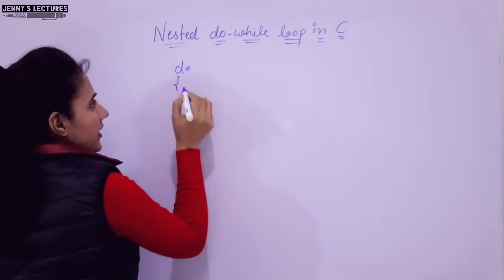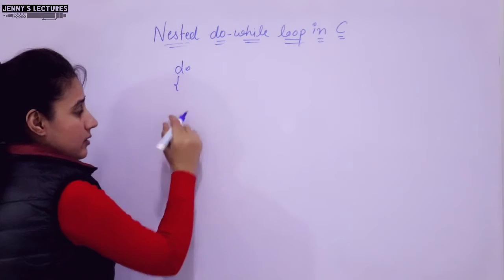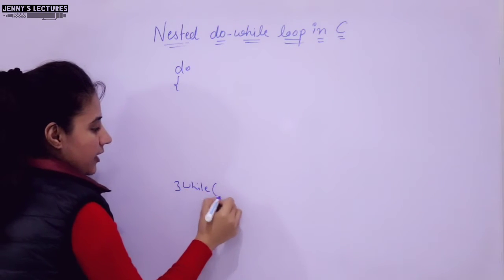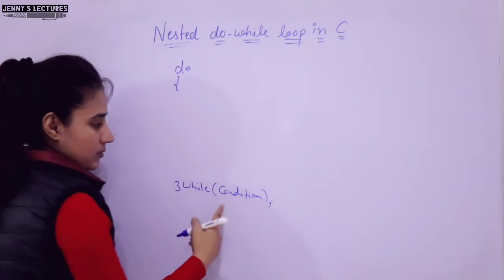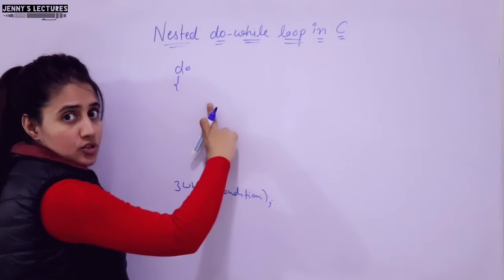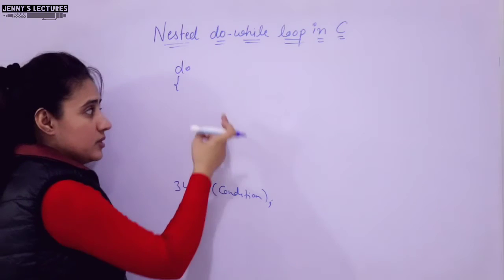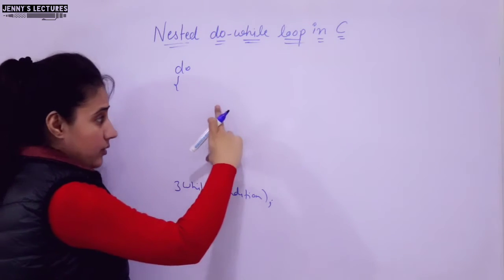I hope you know the syntax of do while loop. First of all we write do keyword, then here is suppose this body of the loop, and at last we write while, and here we write condition, right? This is the syntax. This is the body of this loop. Whatever statement you write here, that would be considered as body of the loop. You can write increment and decrement also in this body of the loop, right?